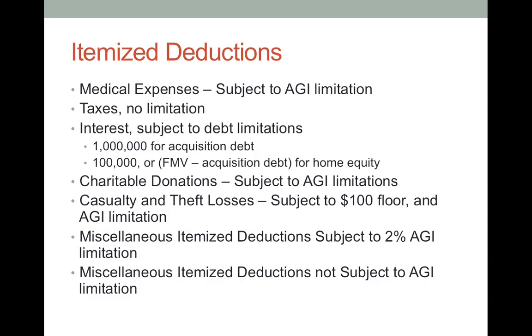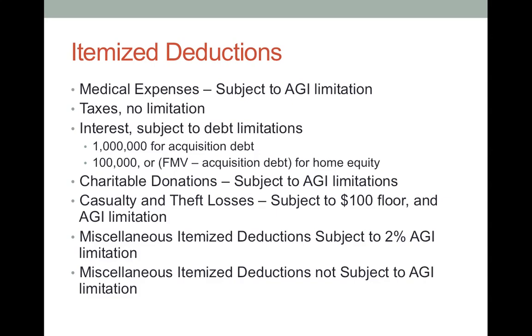Charitable donations, that's where we started this whole long presentation, but charitable donations can be limited. If they're limited by AGI. Casualty and theft losses, they're limited by $100 and then by AGI.